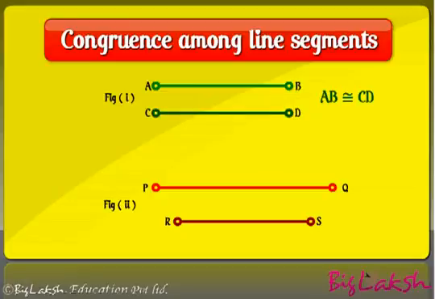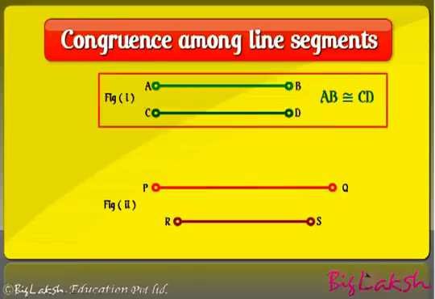Repeat this activity for the pair of line segments in figure 2. What do you find? They are not congruent. How do you know it? It is because the line segments do not coincide when placed one over the other. You should have by now noticed that the pair of line segments in figure 1 matched with each other because they are of same length, and this is not the case in figure 2. Thus we can say that if two line segments have the same length, they are congruent. Also, if two line segments are congruent, they have the same length.